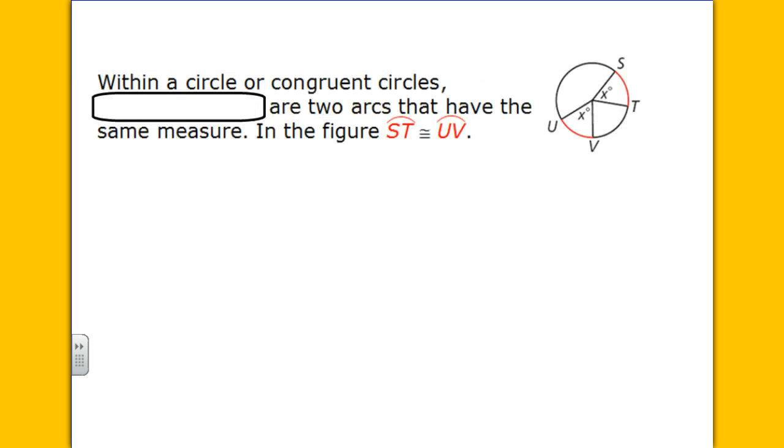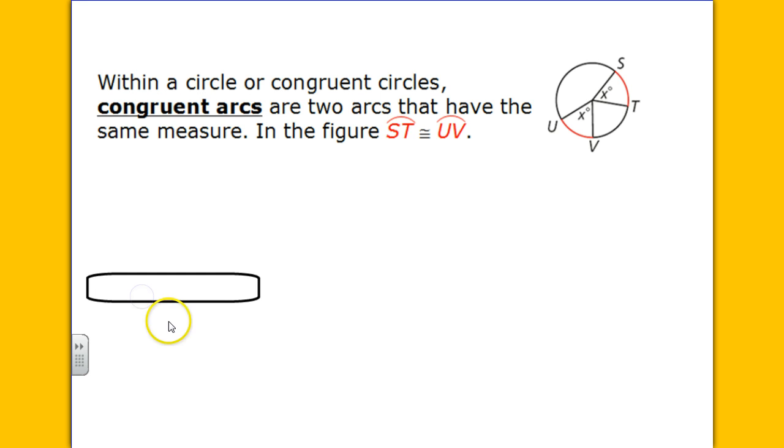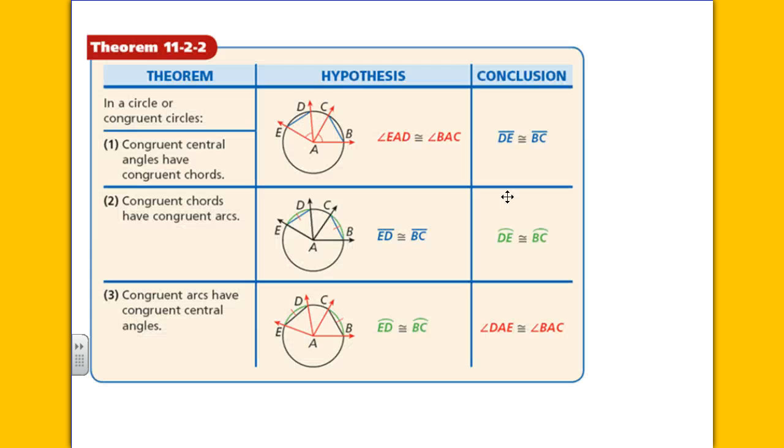Okay, this is day 2 of section 12.2, and we're going to start with looking at this diagram. Within a circle, or congruent circles, there's a name of two arcs that have the same measure. What do you think that is? And they are congruent arcs, a word you're really familiar with. So in this figure, arc ST is congruent to arc UV, which means that their angles are equal in measure.